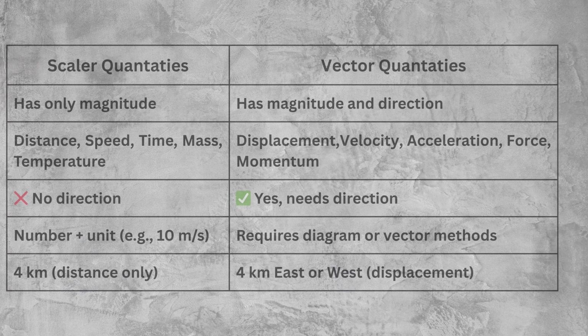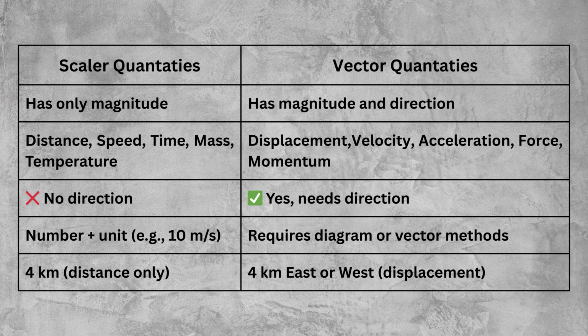Scalars don't depend on direction. Whether you're going north or south, your mass stays the same. Vectors, however, change if direction changes, like going forward versus backward. Scalars are shown with just a number and a unit, like 50 kilograms or 10 seconds. Vectors are shown using arrows, their length shows the amount, and the arrow's direction shows the direction.